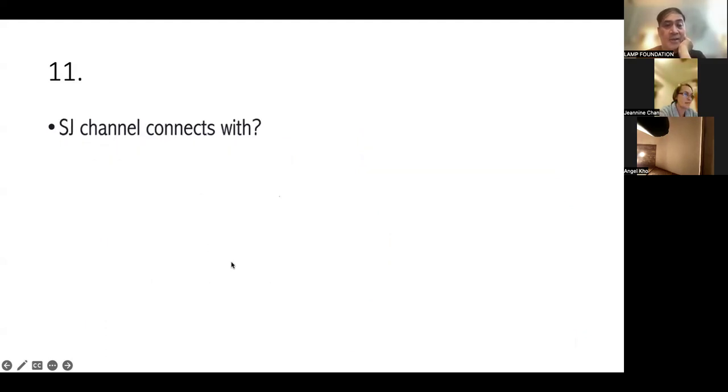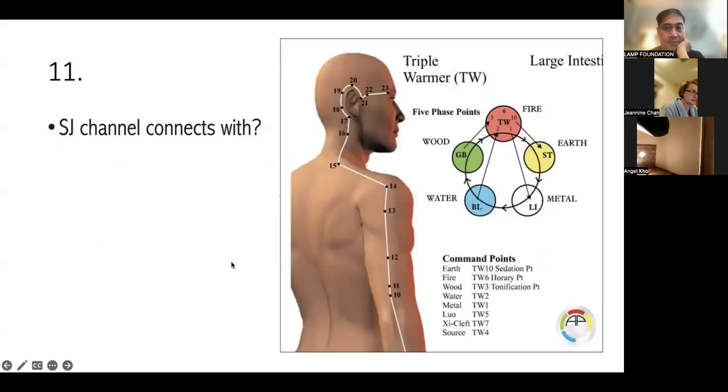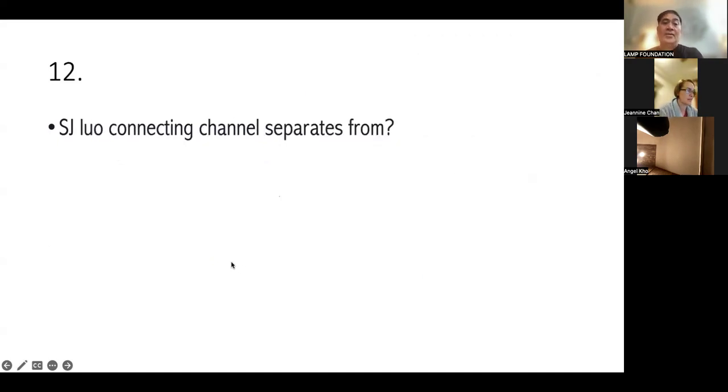Okay, kanino nagko-connect si Sanjiao channel? Doc, sa Sanjiao and pericardium. Yeah, Sanjiao and pericardium. So Sanjiao, we're talking about all the three jaws, upper, middle, and lower, and also the ear. And the pericardium and then the ear. Okay. Thank you, Doc.